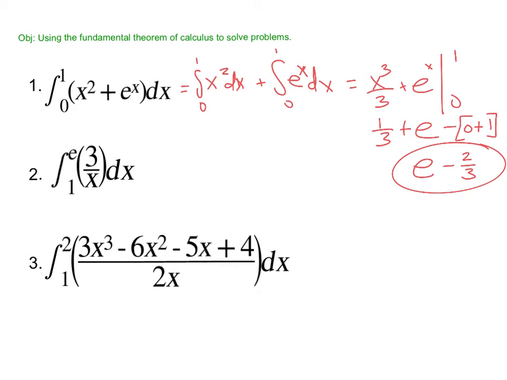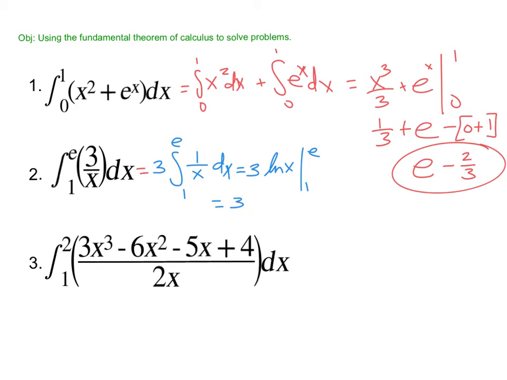All right, how about 2? Pause and try it. So again, that whole idea of bringing a number on the outside, what we can do is bring that 3 out because it's a constant, 1 to e, 1 over x dx. And that's helpful because a lot of us know the antiderivative of 1 over x is easier sometimes than 3 over x, because what we get is 3 times the ln of x from 1 to e.